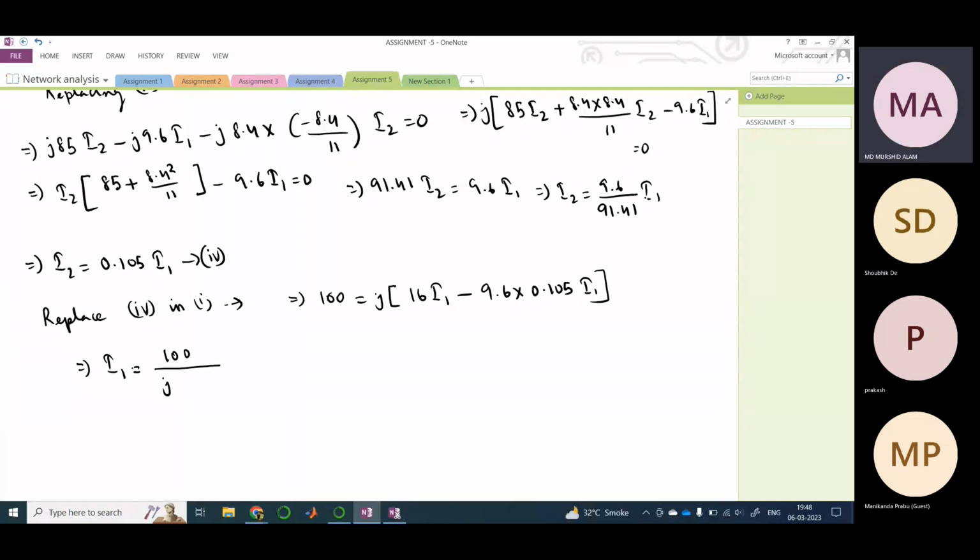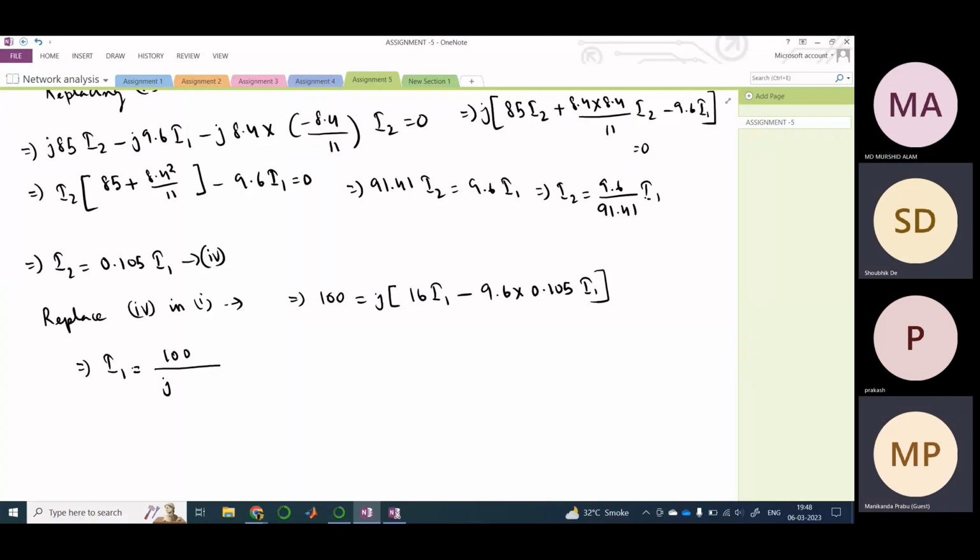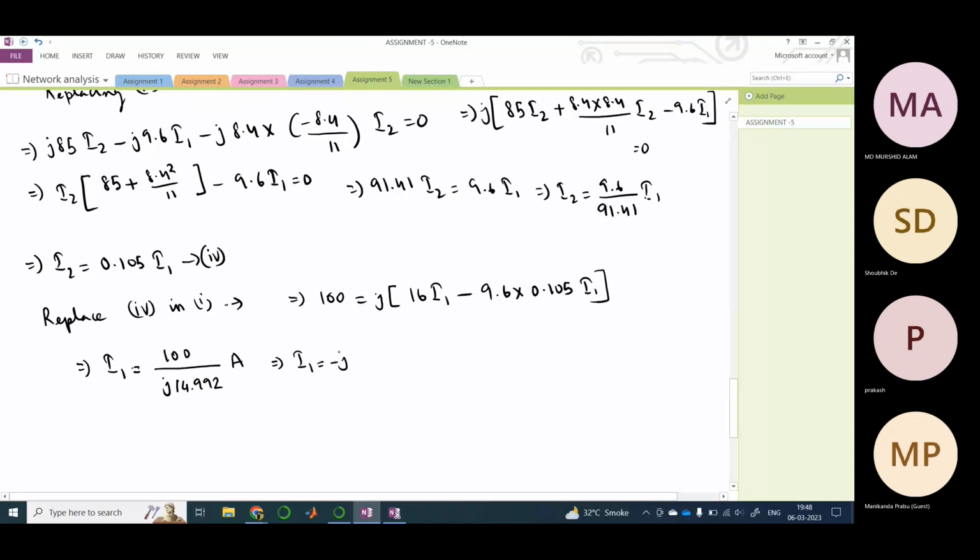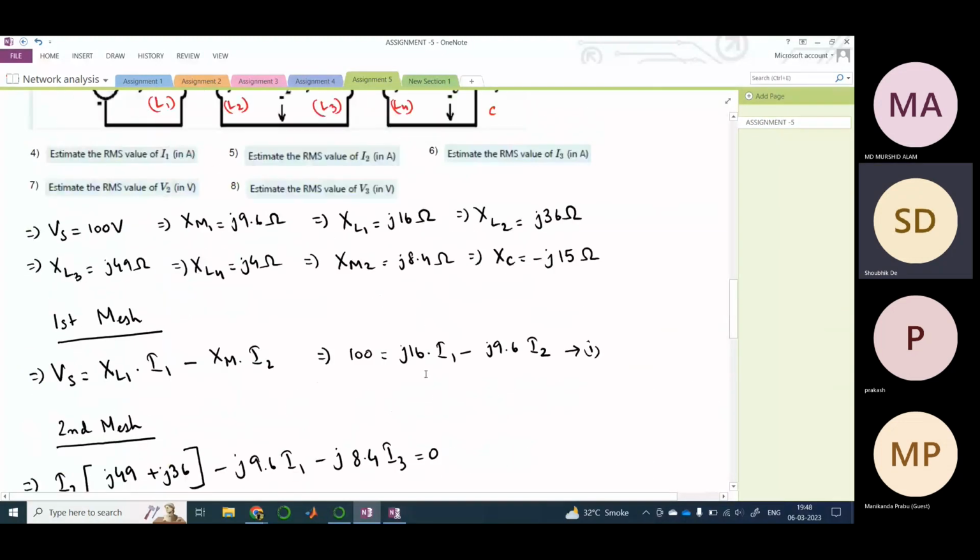Hello? 14.992. So this is 14.992 ampere, and 100 by 14.992 is how much? 6.670. 6.67. So therefore we have got the answer to the first part, right?